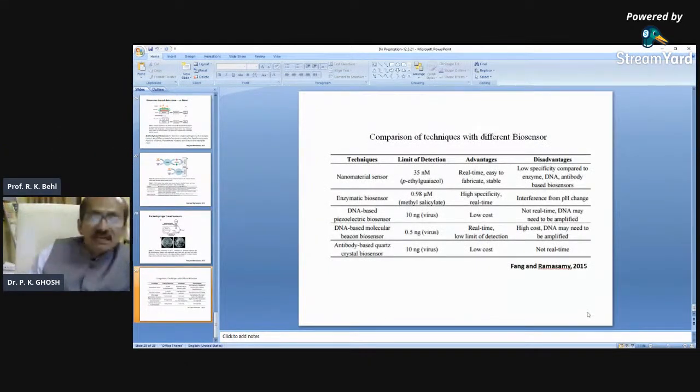Now, this is the comparison of how the different sensors are effective, which one is good. Definitely nanomaterial sensor-based is really good. The advantage is that it is real time, easy to fabricate and stable. Enzymatic biosensors are also highly specific, but have some disadvantages and lacunae. DNA-based, molecular-based, as I mentioned, is a high cost. So it is up to us which one we have to select based on the resources, the funds and also the farmers' need.